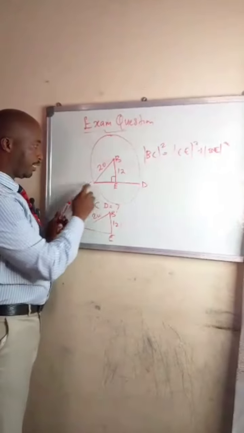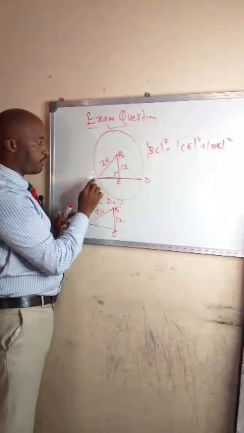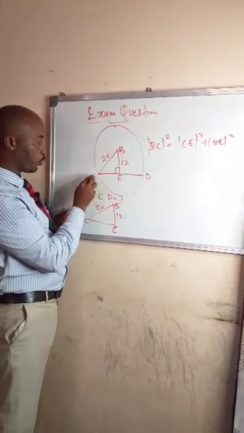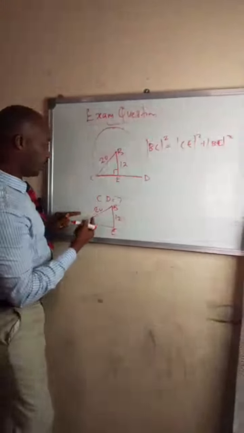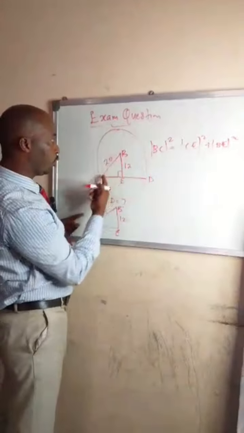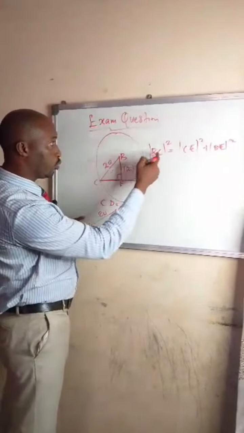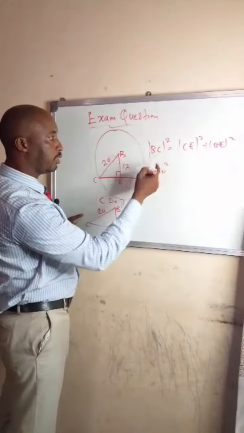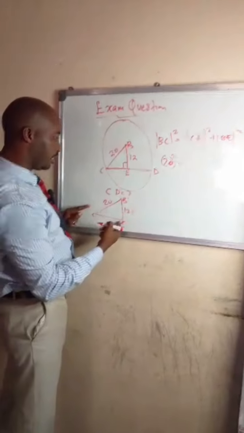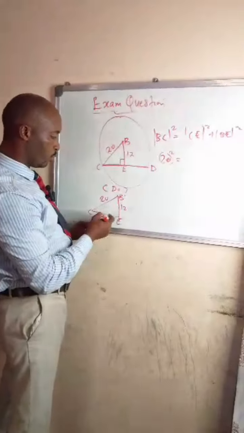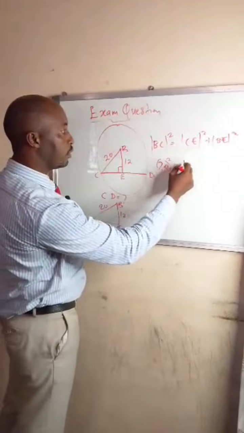Now remember what we are asked to look for, from here to here. You cannot just jump and get this. You need to first of all get from here. If you're able to get from here to here, you get from here to here, because from here to here is the same thing as from here to here. Now what do we do? The side of BC square, we have to introduce it. BC is what? Is 20. We have 20 raised to the power of 2 equals the side of CE, that's the unknown, what we're asked to look for at this point.